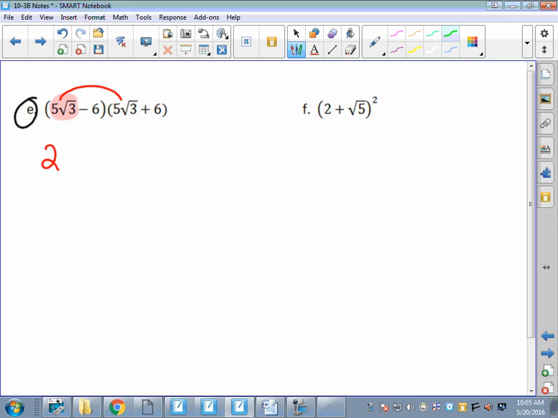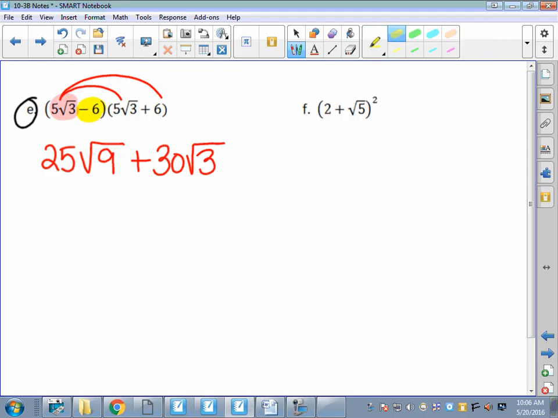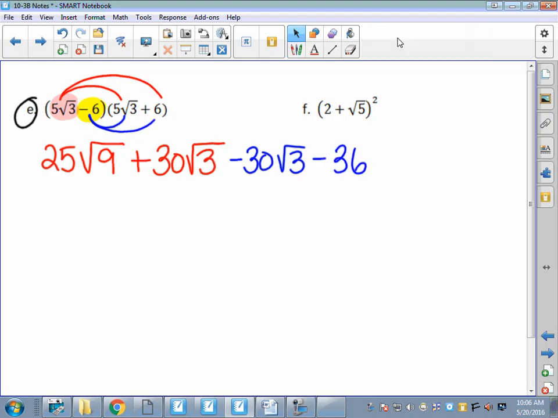So 5 times 5 is 25. Square root of 3 times square root of 3 is a square root of 9. 5 square roots of 3 times 6, well, it's going to be positive. The numbers give me 5 times 6, give me a 30 with a square root of 3. Then I'm going to move over here to this negative 6 and times that by everything in the other parenthesis. So negative 6 times 5 square roots of 3, it'll be a negative 30 with a square root of 3. And negative 6 times 6 will be negative 36 if I did my math right.